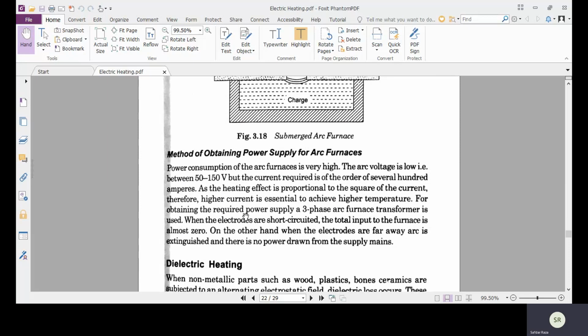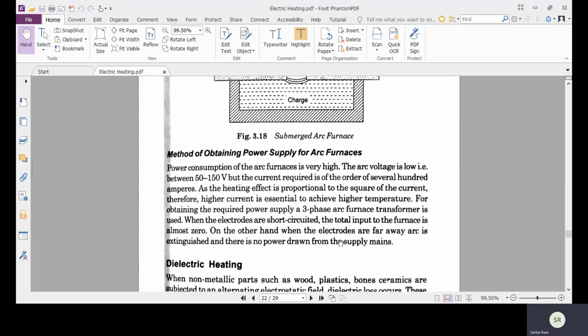For obtaining the required power supply, a three-phase arc furnace transformer is used. When the electrodes are short-circuited, the total input to the furnace is almost zero. On the other hand, when the electrodes are far away, the arc is extinguished and there is no power drawn from the supply mains. So for today it is enough.